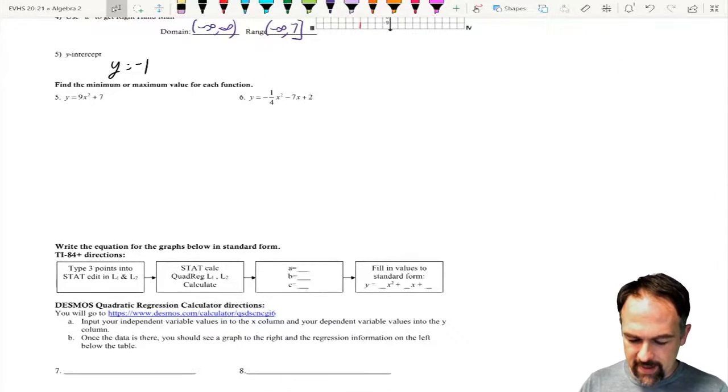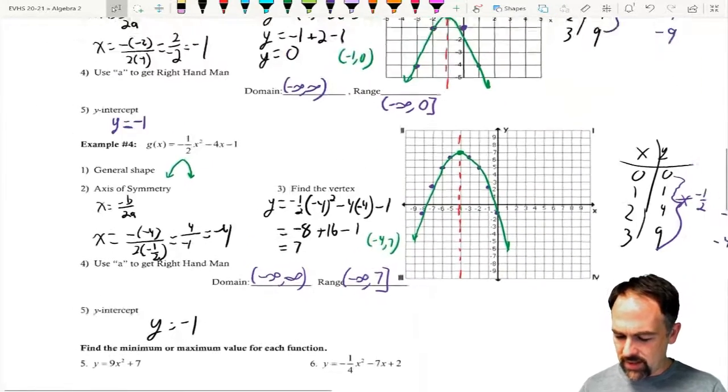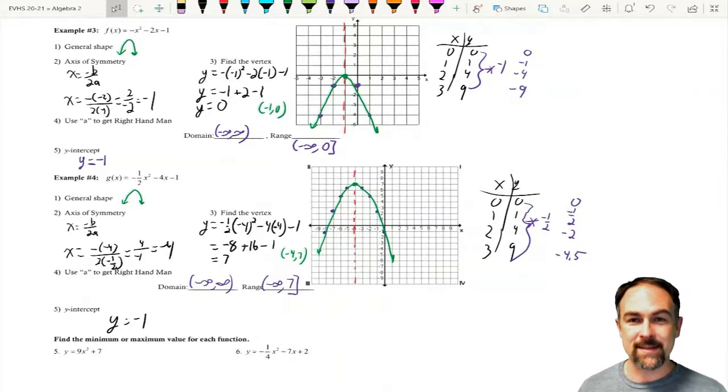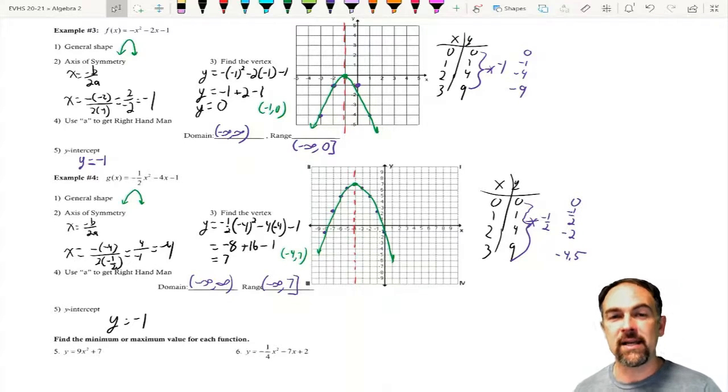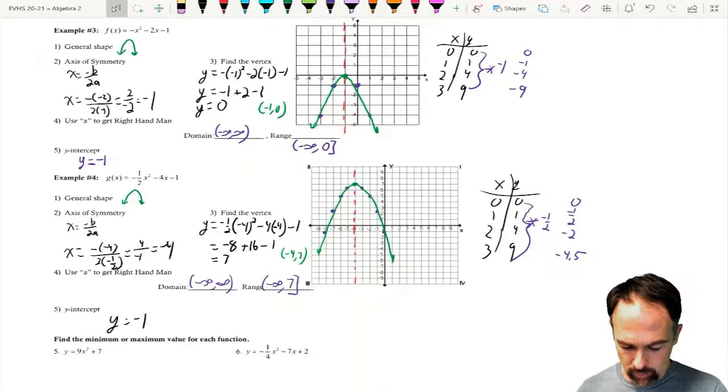Okay, so now find the minimum or maximum value for each function. If you look at all of these, the minimum or maximum value always happens at the vertex. So when we say minimum or maximum value, what we mean is the y-coordinate at the vertex. That's really what we've been doing on part 3 of all these different problems.